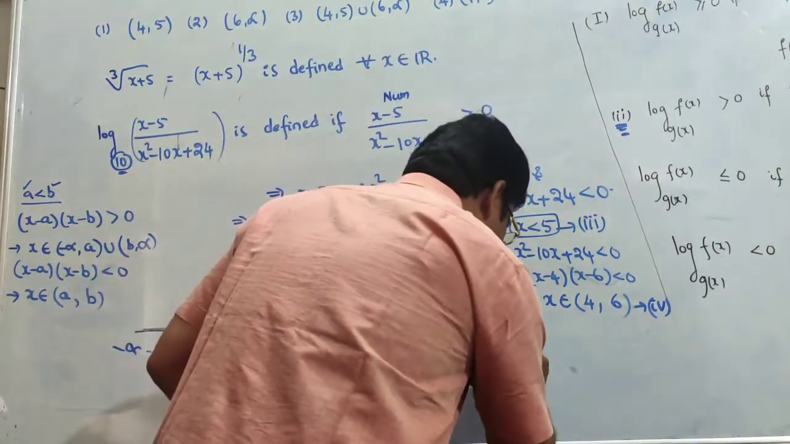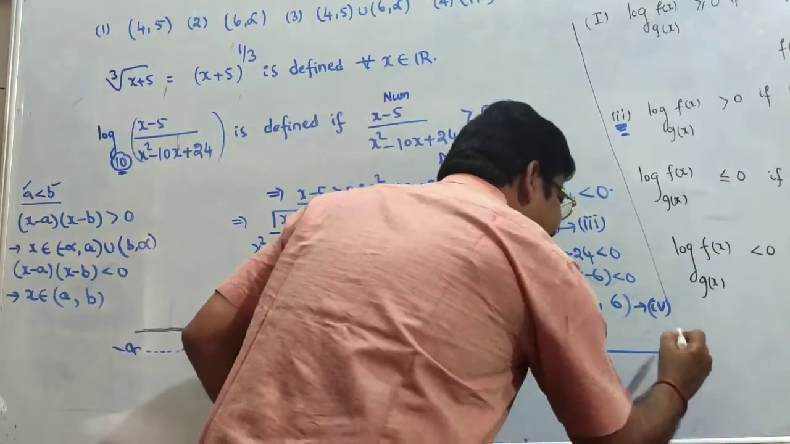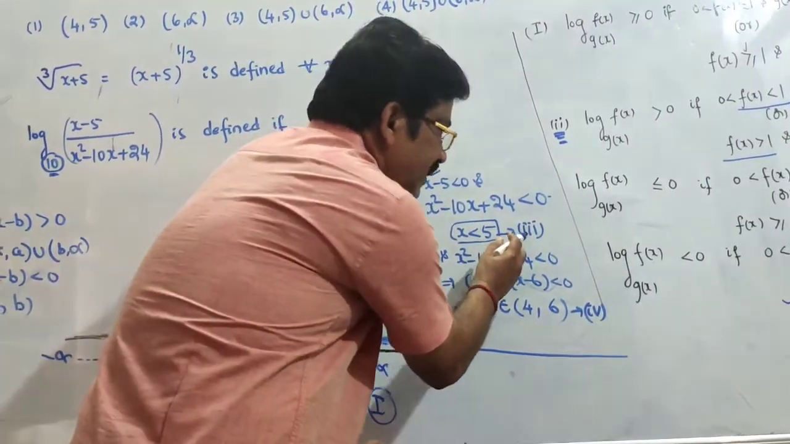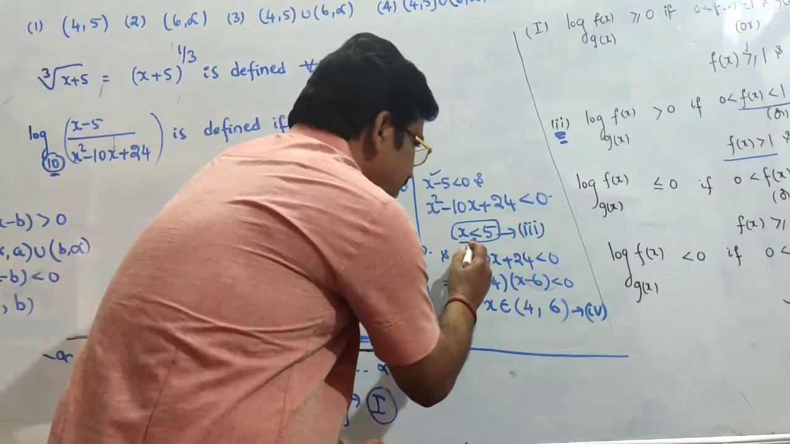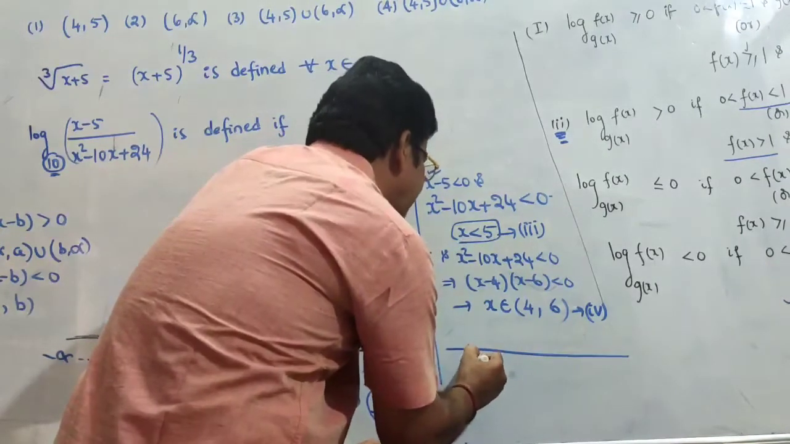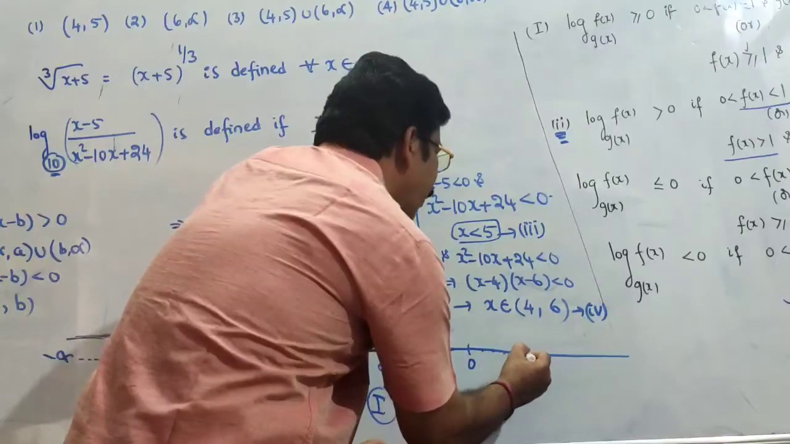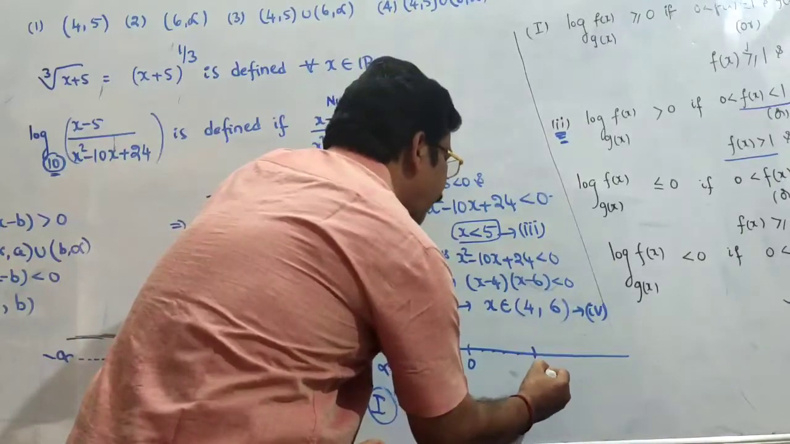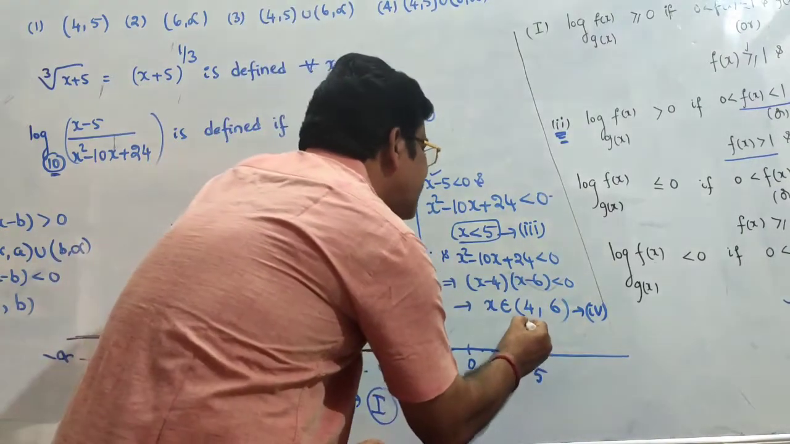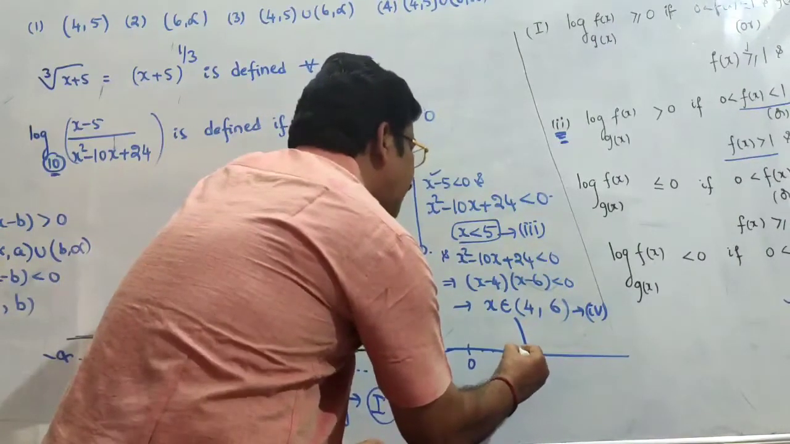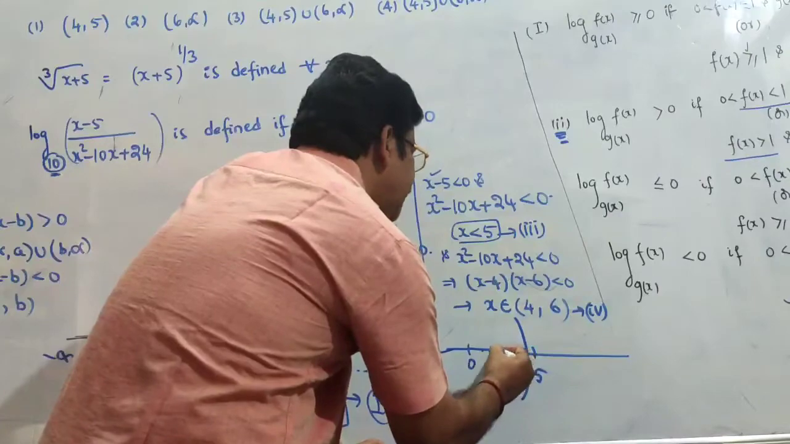Let us draw once again the real line to represent the common solution for inequations 3 and 4. Here, less than 5 means, for example, this is 0, this is 1, 2, 3, 4, 5. This is 5. Less than 5 means this area, the shaded part with blue ink.